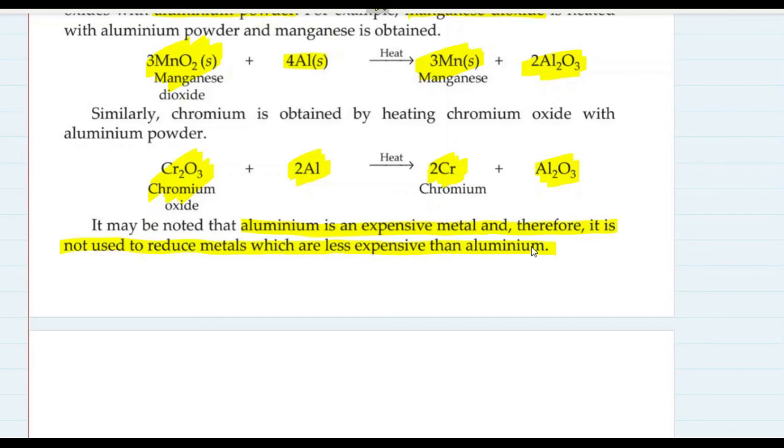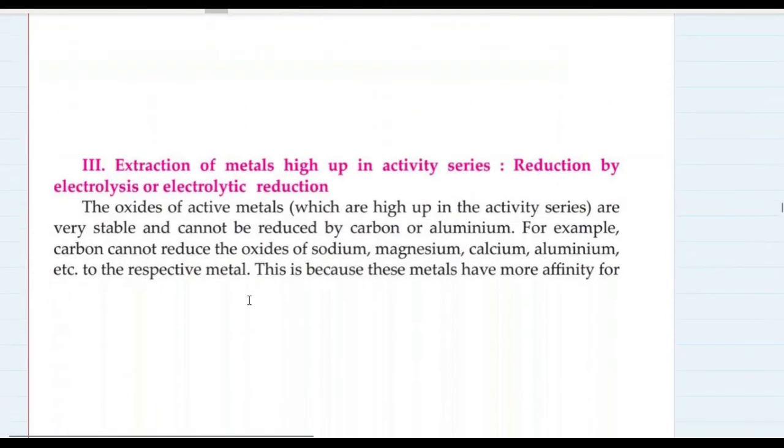Aluminium is not expensive, aluminium is cheap. Why are they saying aluminium is expensive? Aluminium is very cheap. कुछ भी बोल रहे हो.